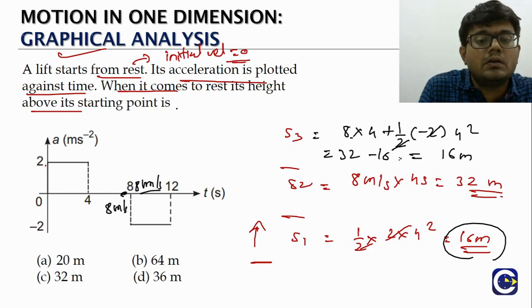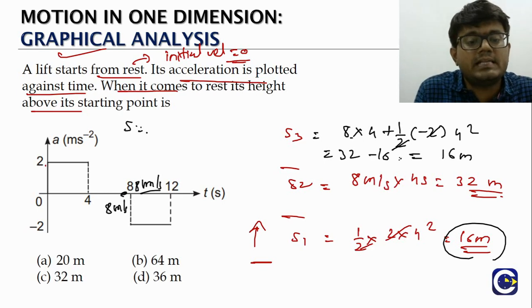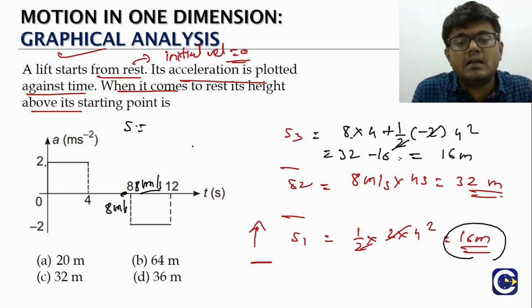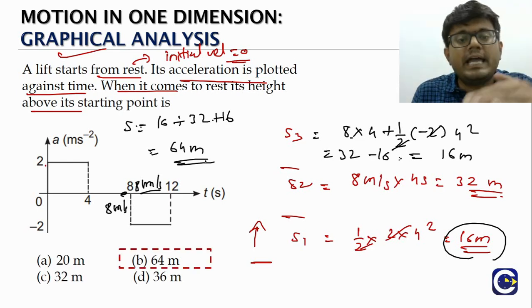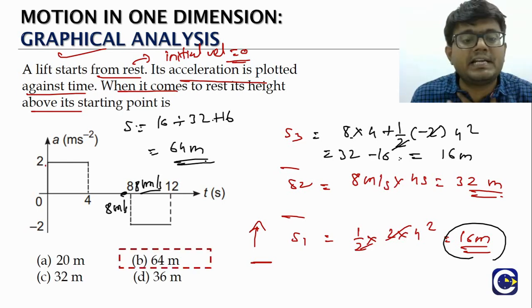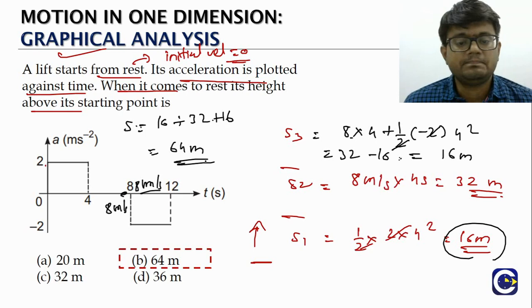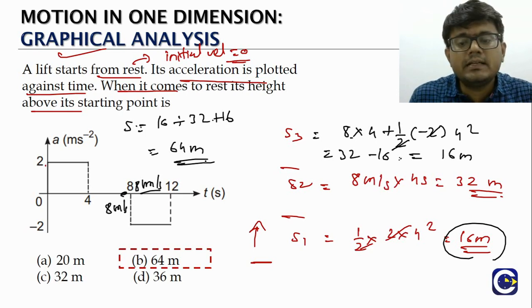So overall displacement, that is the height to which it is raising above the starting point, right? 16 plus 32 plus 16, what is it totally? It is 64 meters. Check it. What is the height to which it is raising above the starting point? It is 64 meters. Okay. So this is another question model which we can have.